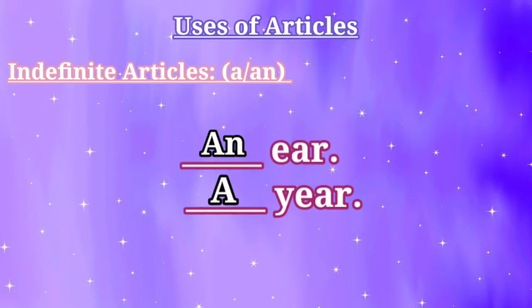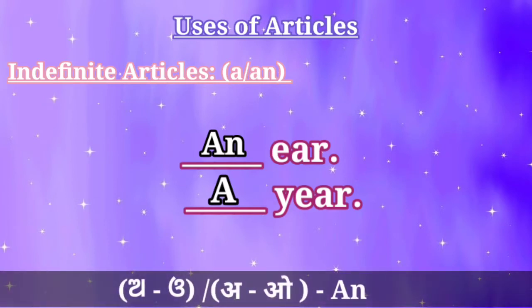Here is a simple trick. If the word sounds like a Swarabarna, a vowel sound in Odia or Hindi, you can use an before the word. If not, just use a.